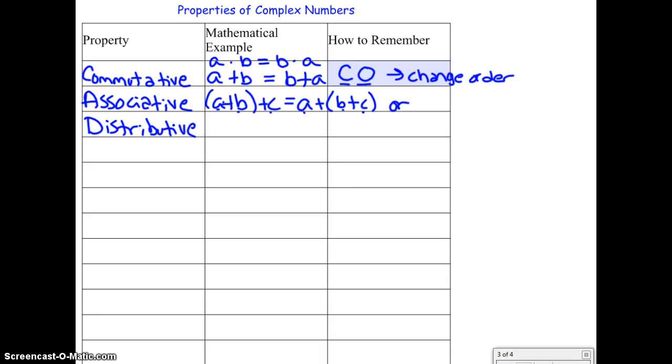So I'm going to say A times B, and then times C, or A times B and C, okay? Associate numbers together could be a way that you guys remember it. How do I remember? Associate different numbers together.